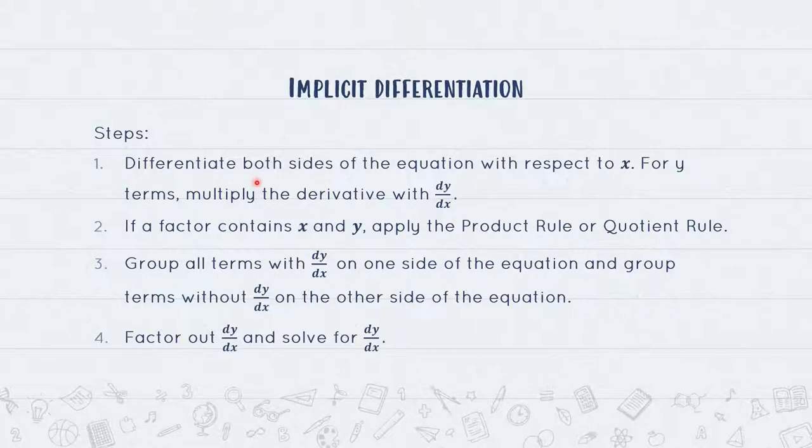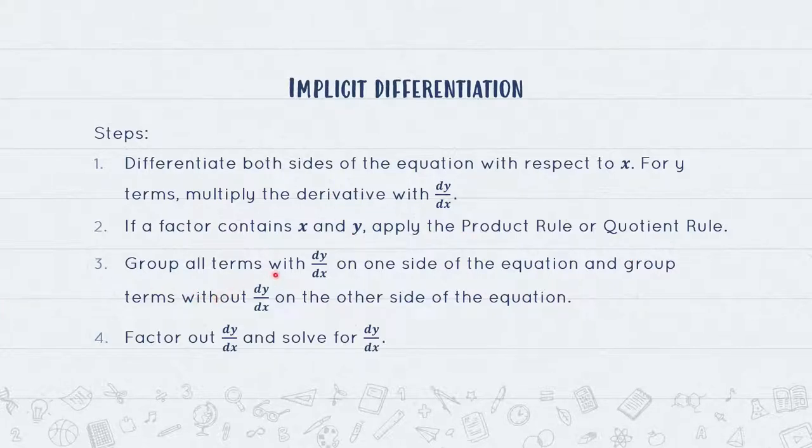First, we have to differentiate both sides of the equation with respect to x. For y terms, multiply the derivative with dy over dx. So, as I have said, we still use the basic differentiation rules, but when we differentiate a y term, we multiply it by dy over dx. Then, if a factor contains x and y, apply the product rule or the quotient rule. It depends: if it is a rational expression, quotient rule. If x and y are just multiplied, we have the product rule.